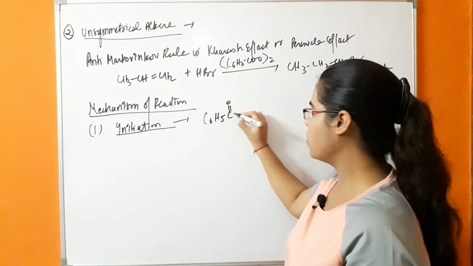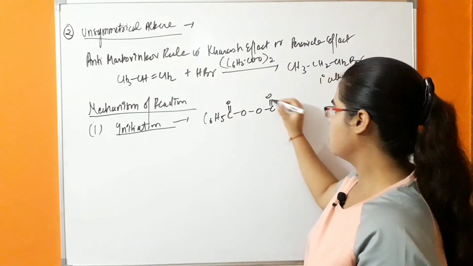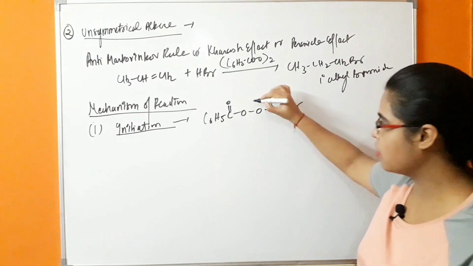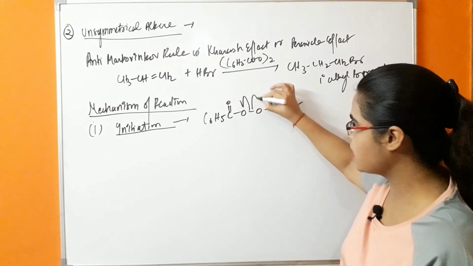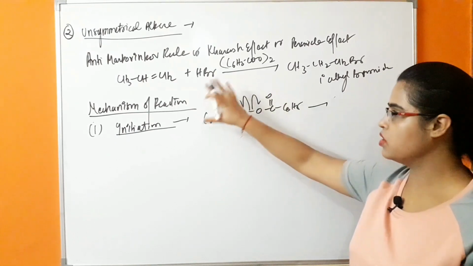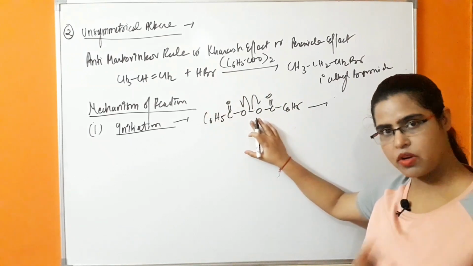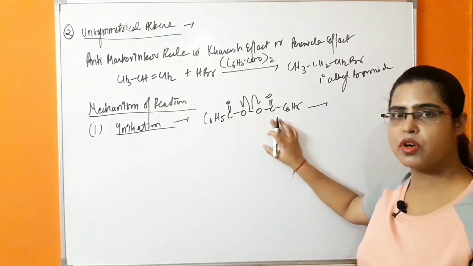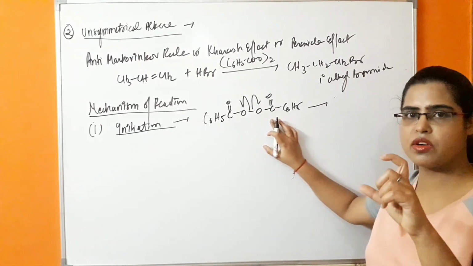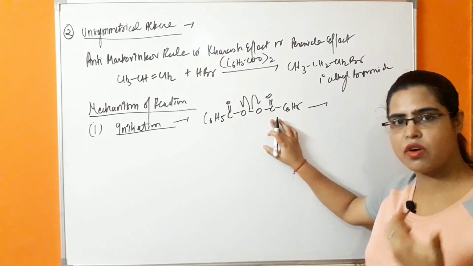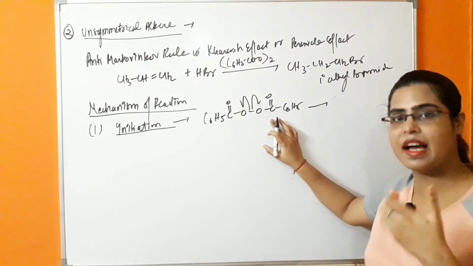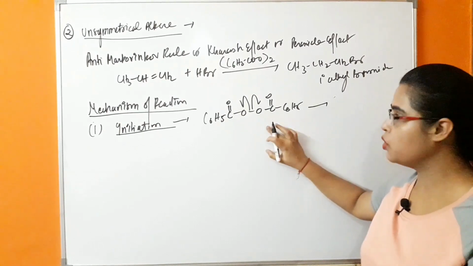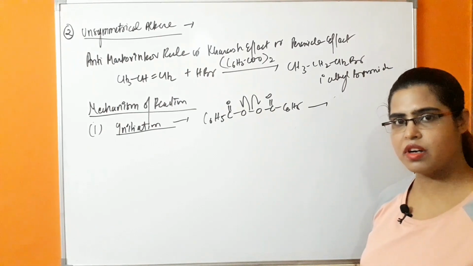C6H5 C double bond O O. This is the peroxide bond. This bond is very weak, because of that homolytic fission will take place. This O single bond O in benzoyl peroxide is known as the peroxide bond. This bond is highly weak because it is a single bond between oxygen and oxygen, so this bond is highly unstable, due to which homolytic fission will take place.